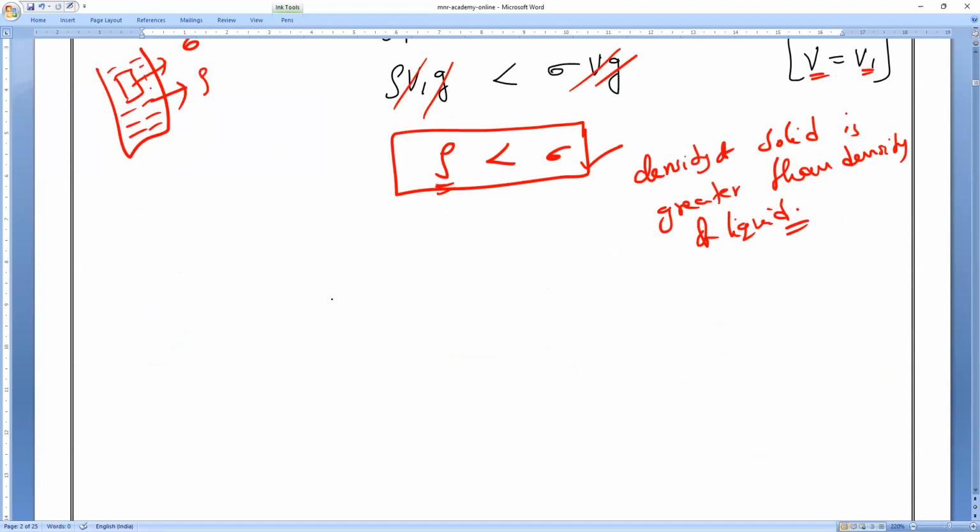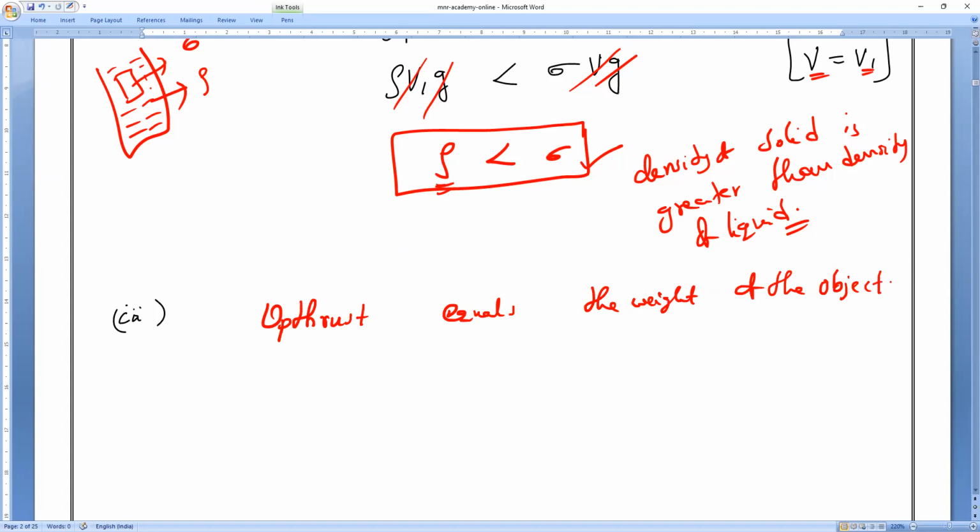Next, last case. Upthrust equals the weight of the object. So in this case, what will happen? The object will neither sink nor float above the surface. Where will it float? It will float below the surface, not above. Understand? So upthrust equals the weight of the object. So what will happen, everybody?